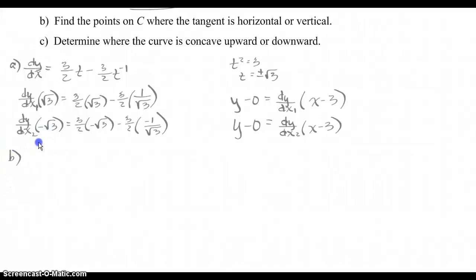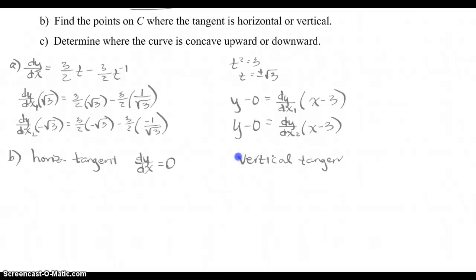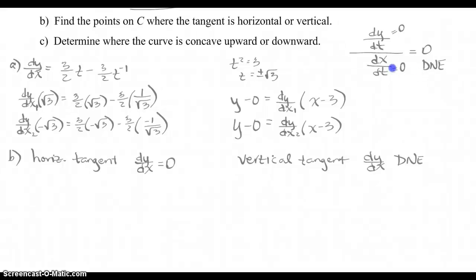Find the point C where the tangent line is horizontal or vertical. Okay, so if we have a horizontal tangent line, remember that is where dy dx equals 0. If we have a vertical tangent line, that's going to be where dy dx is undefined or does not exist. Now dy dx for us, before we cleaned it up here, was a rational expression. It was dy dt over dx dt, a rational expression. Well, any fraction is going to equal 0 when its numerator equals 0. Any fraction is going to not exist or be undefined when its denominator equals 0.